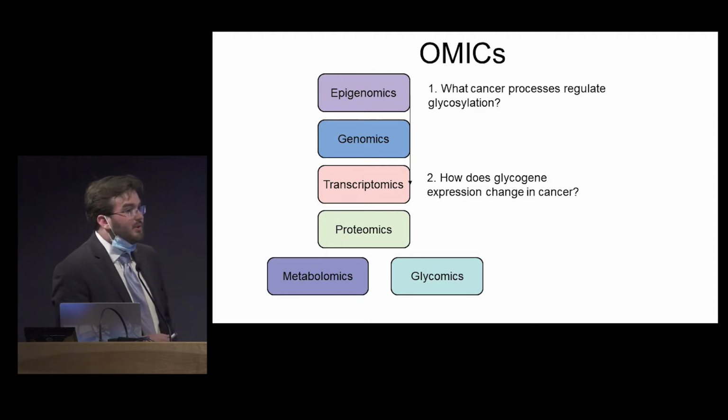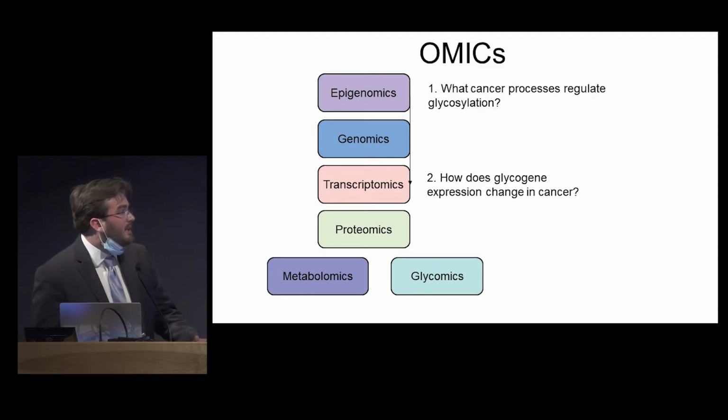Two main research questions I'd like to talk about today that I've addressed in my research are, how are cancer processes regulating glycosylation? And that's mostly an interaction between the epigenomics and the transcriptomics field. And finally, we'd like to understand how these glycogene expression changes, how much are they changing? What processes are these involved in?